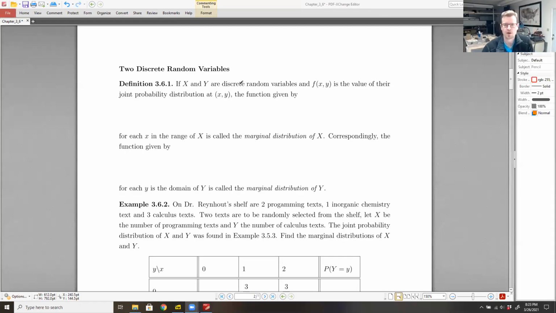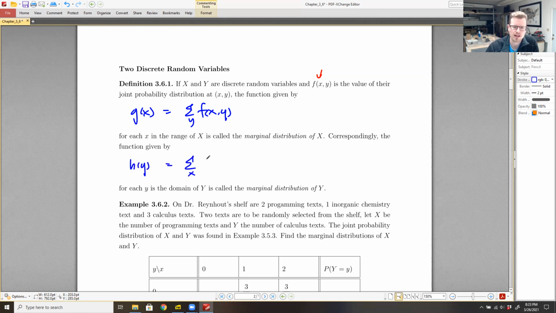All right, if x and y are discrete random variables, and this is the value of their joint probability distribution, then the function given by g of x, which is the sum over all possible y values of f of x comma y, for each x in the range of x, is called the marginal distribution of x, right? So every value that the random variable might take on. Correspondingly, we have h of y, the sum over all x values of f of x comma y.